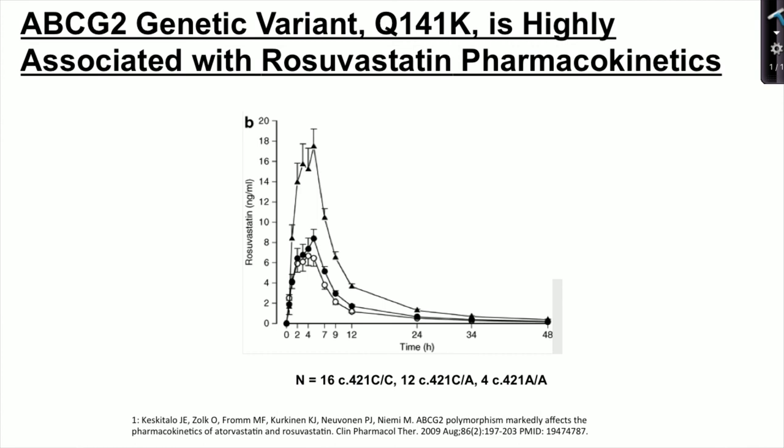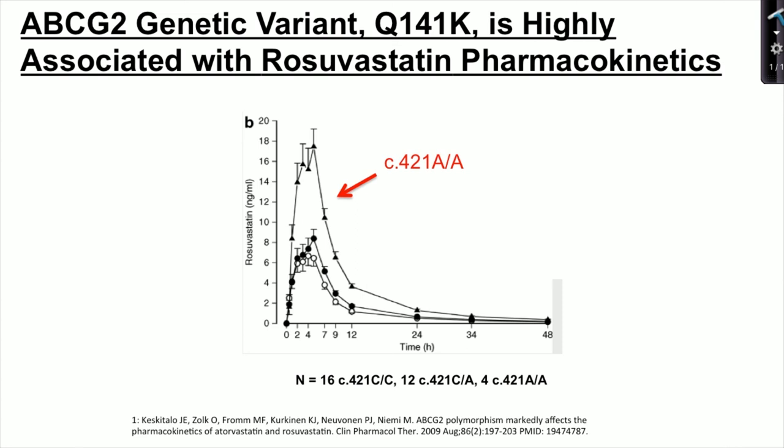Now, in clinical pharmacology mechanistic studies, pharmacokinetic studies, if you look at rosuvastatin concentrations in individuals who are homozygous for the K allele, rosuvastatin concentrations are higher compared to individuals who are heterozygous or homozygous for the reference allele. So if you have the variant allele, you get higher drug levels of rosuvastatin.